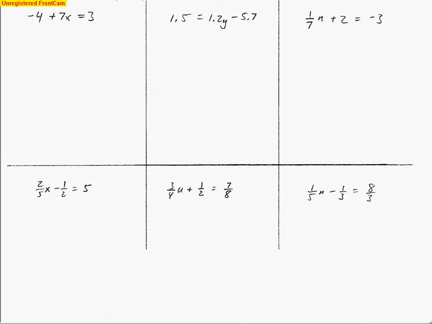This is the study guide for Algebra 1, Quarter 1, Test number 2. So Algebra 1, Quarter 1, Test 2. Let's take a look at our first problem here.